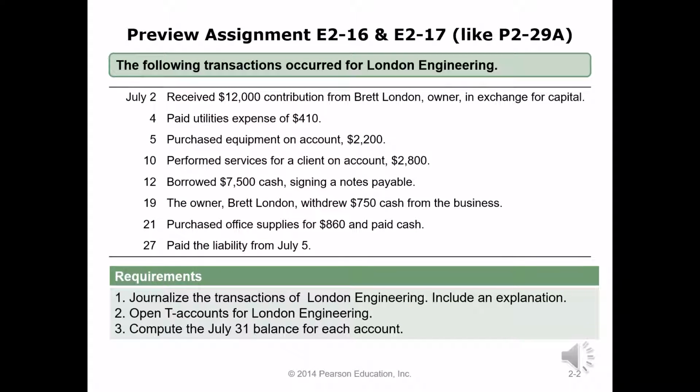Here's a list of the transactions that we're going to review in this presentation. All of the transactions for July 2, we're going to write journal entries for them, including explanations. We're going to open T accounts, or if you've printed off the information that I recommended, you'll be doing ledgers. And then we'll be doing a July 31 trial balance at the end.